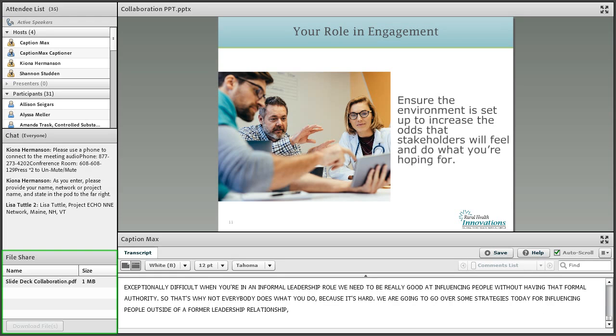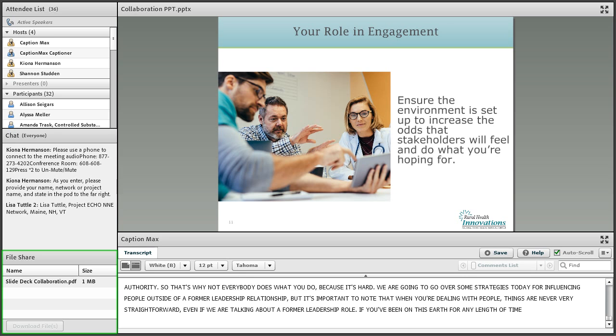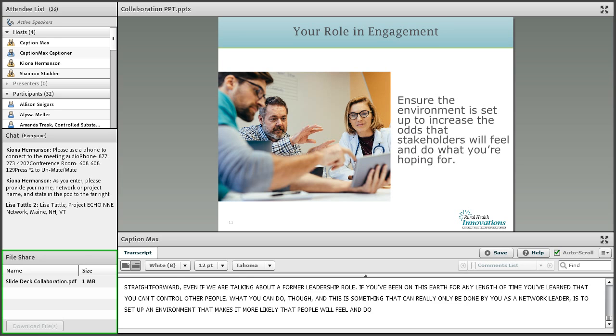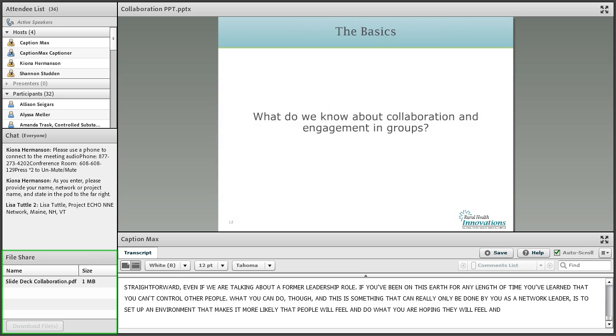It's hard enough to do this when you're in a formal leadership role. So when you directly supervise a group and you've got formal power to assign responsibilities and hold people accountable when they don't meet expectations. But it's exceptionally difficult when you're in an informal leadership role where you need to be really good at influencing people without having that formal authority. So that's why not everybody does what you do, because it's hard.